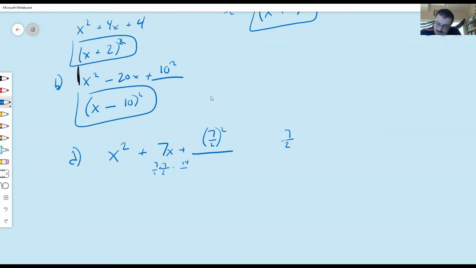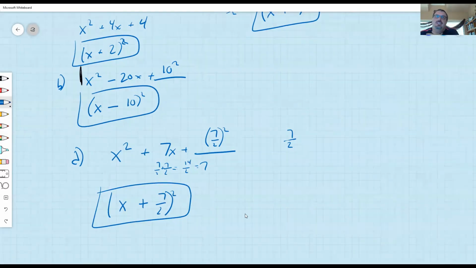What's 14 over 2, which is 7. So it does work out. So because that works out, the middle term is 7 over 2 plus 7 over 2. The last term is 7 over 2 squared, or 7 over 2 times 7 over 2. So first term gives me x, middle term gives me a plus or minus, in this case a plus. Last term, 7 over 2 squared.